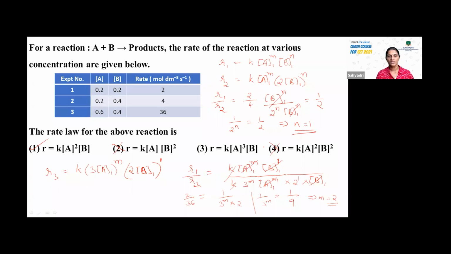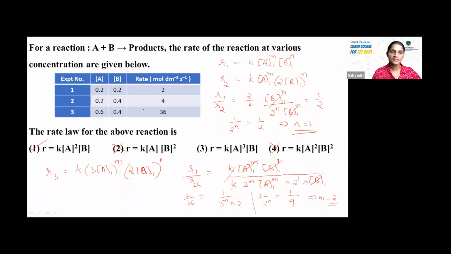Yes. Now, this is a very lengthy method which takes some time. Now you have to solve the question like this. How? Compare. Point 2, point 2, you take 1, it's constant, right? When you double the concentration of B, the rate is getting doubled. That means it is first order with respect to B. If the rate is getting doubled, it's a first order.